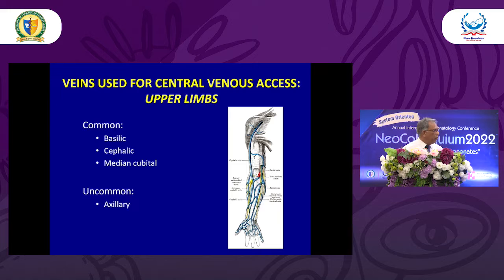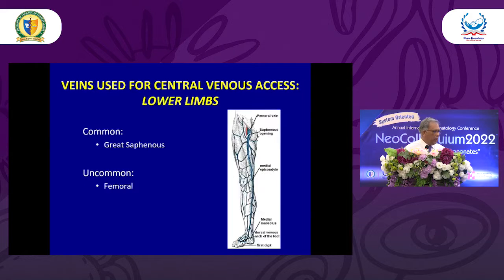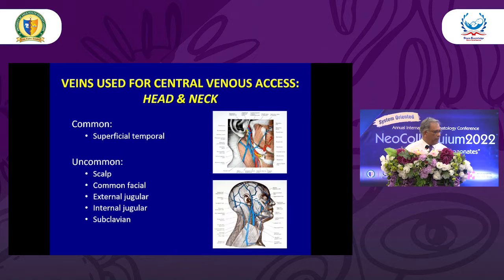The cephalic vein dips in the deltopectoral groove, so sometimes it kinks there. Another is the axillary vein, but because it is very near the neurovascular bundle, we better avoid it, though in extreme circumstances we can use it. In the lower limbs, the great saphenous vein is used, but an uncommon site is the femoral. Although the femoral is bigger, it is very near the neurovascular bundle, and there is a risk of damage to the nerve or artery.